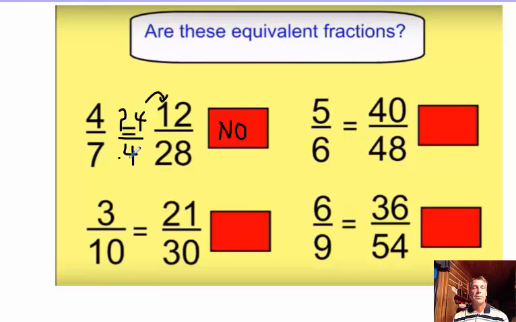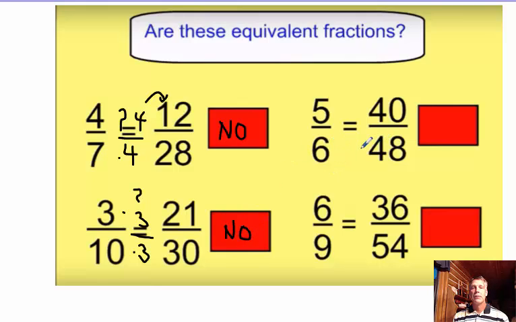So you can check to see if two fractions are equivalent just by seeing if the same number multiplying or dividing on the bottom, and multiplying or dividing on the top, gives you these two numbers. So again, 10 to 30, that's easy. 10 times 3, well, is 3 times 3 21? Oh, no, it's 9. So are these equivalent? No.